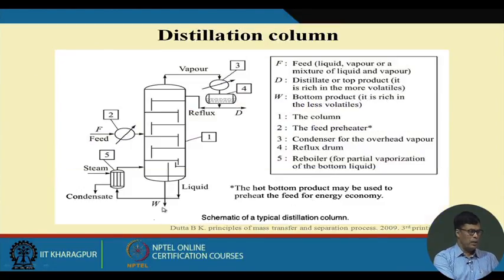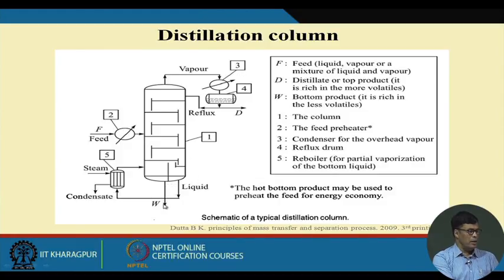So this is schematically how this process can be explained: we heat this and then pass it through this column, and you can see that we can collect the different fractions that we have. One is the column, two is the feed preheater, where the feed is coming like this, and then the condenser for the overhead vapor. Four is the reflux drum, where you can reflux if you want, and the reboiler for partial vaporization. So this is how you can separate.